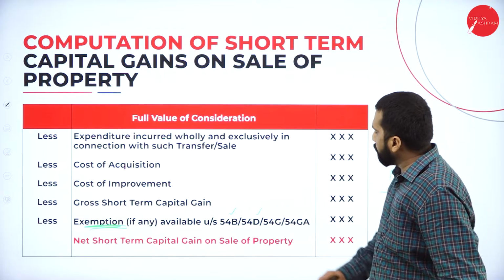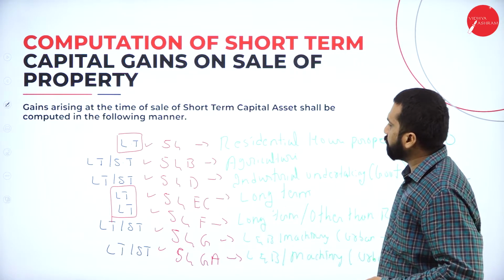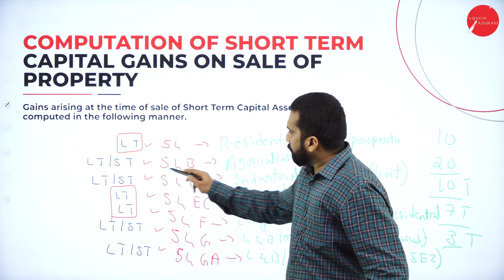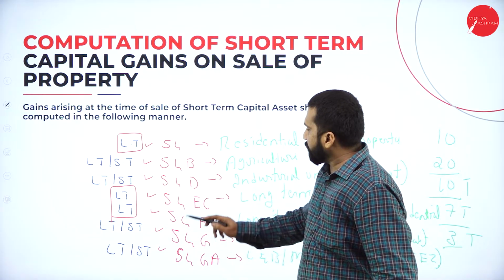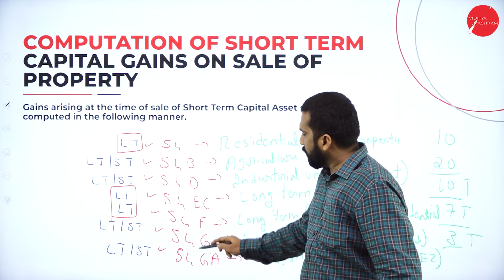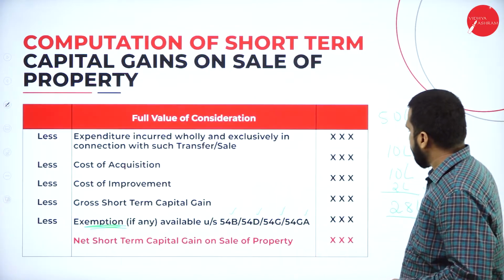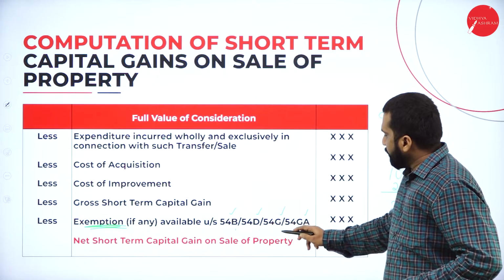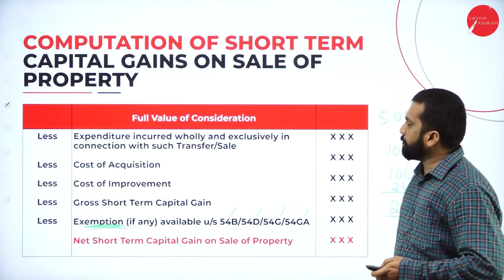54B, 54D, 54G, 54GA. I'll go back. Short term: 54B, 54D, 54EC. Sorry, it is not short, it is for long term. 54G and 54GA, only 4. Now, B, D, G and GA. These are the exemptions you can claim. Clear? What are the exemptions you will get?